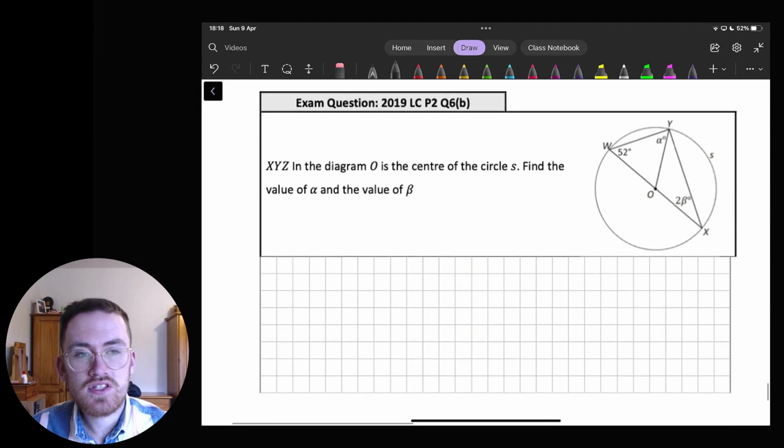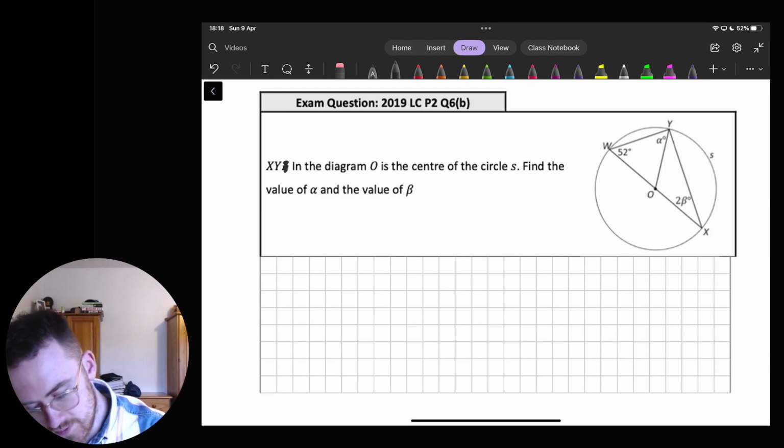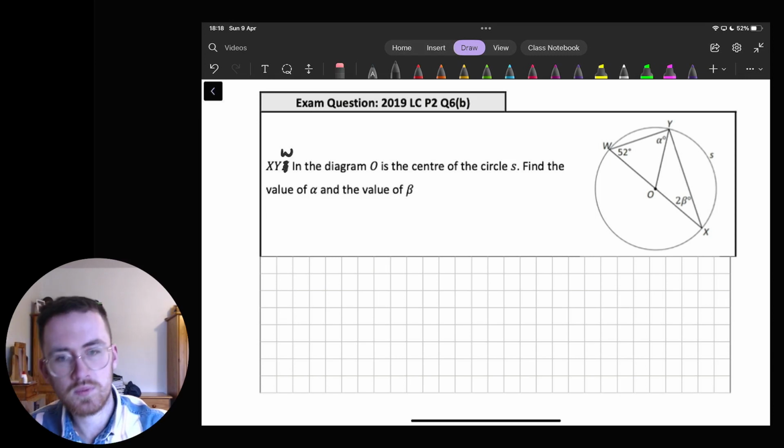Looking at your exam questions then, X, Y, Z. In the diagram, O is the centre of the circle. Find the value of alpha and the value of beta. Okay, I'm not sure what X, Y, Z... X, Y, W, I presume. Let's change that. Okay, so we'll work with the one we have.